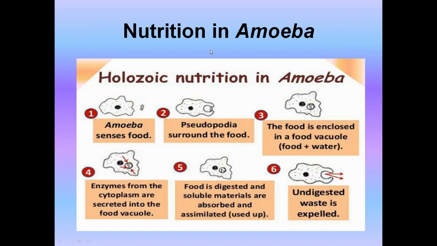Now comes to nutrition in amoeba. As you know, amoeba is unicellular eukaryotic organism, and it is having holozoic mode of nutrition. These are the various steps of nutrition in amoeba. We have to learn, memorize, and practice these diagrams as an integral one along with the steps being mentioned over here. So first step in nutrition in amoeba is amoeba senses food. Amoeba is going to sense the food first.